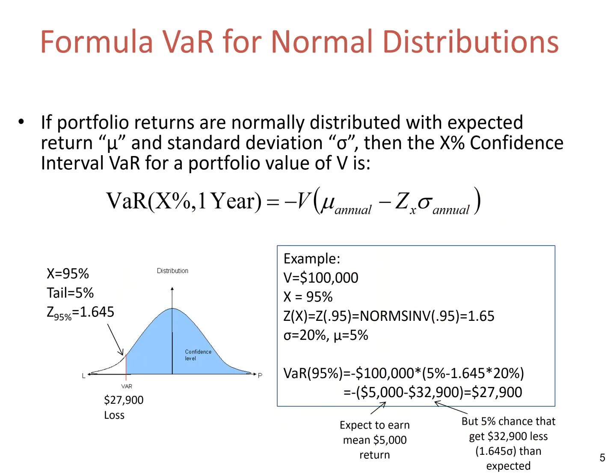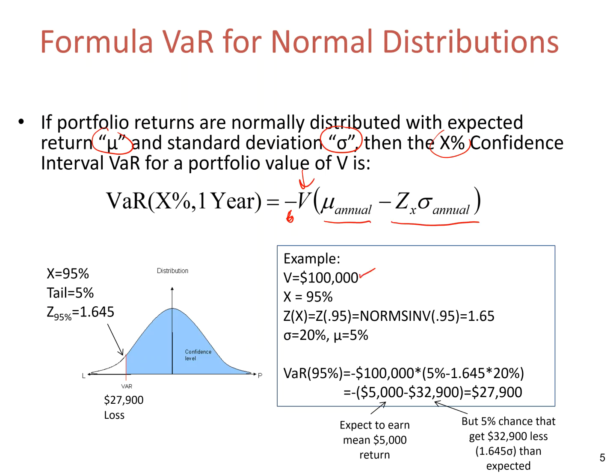So let's talk about the formula for calculating the VaR. If a portfolio's returns are normally distributed with an expected return of mu and a standard deviation of sigma, the X% confidence interval VaR is going to be minus today's portfolio value times the annualized mean plus minus Z of X times the annualized standard deviation. So let's do an example and see what this formula actually means.